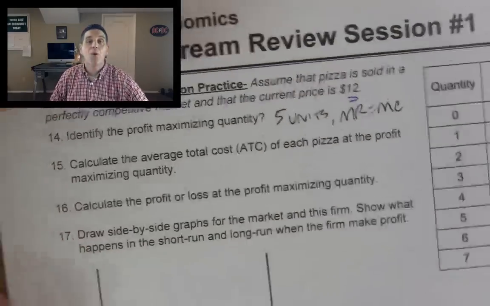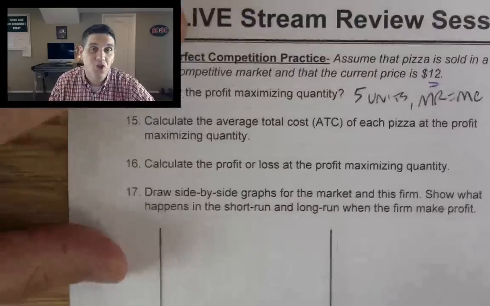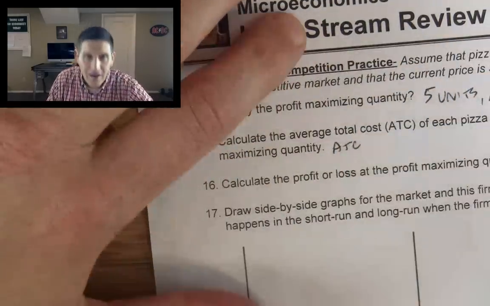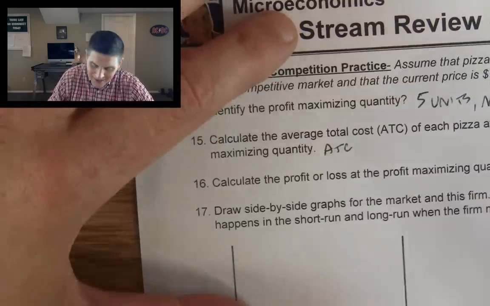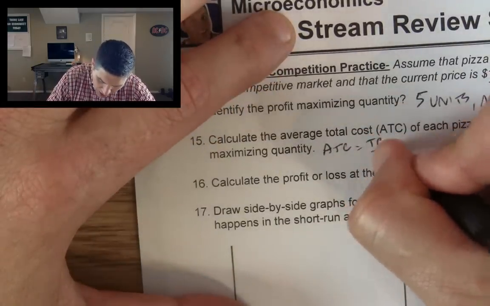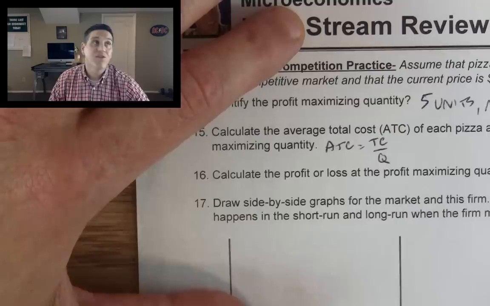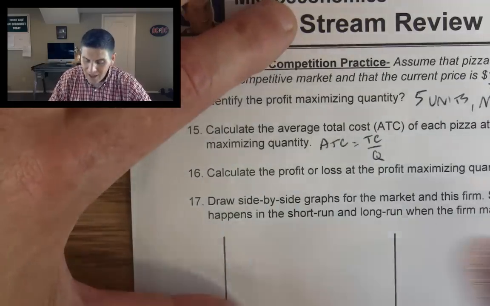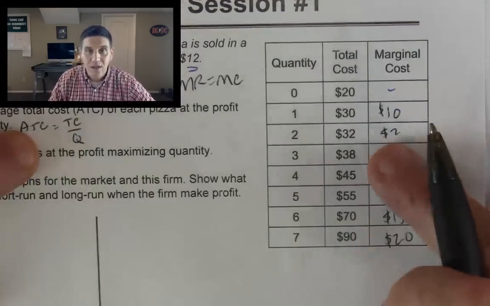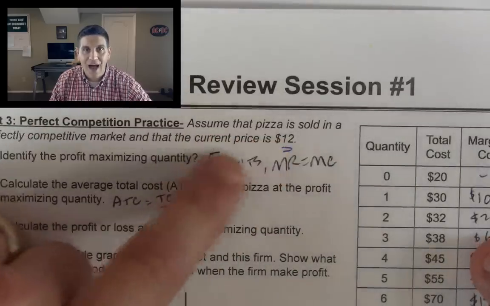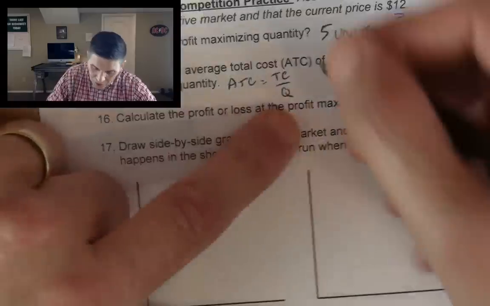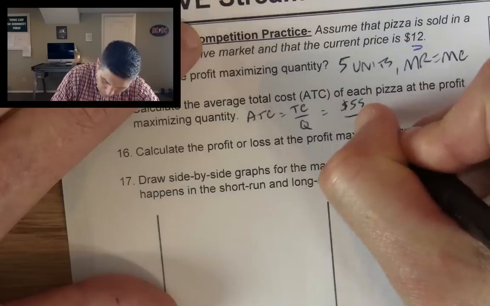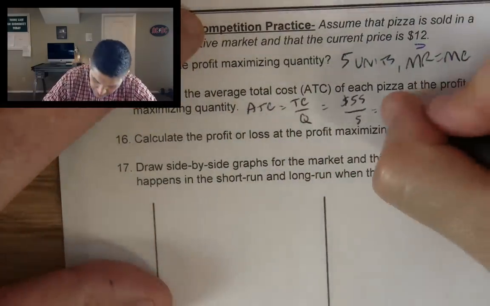All right, so it seems like alphabet soup when you're looking at all these different things. The average total cost, the average variable cost, the average fixed cost. These seem like, oh geez, how am I going to keep it all straight? It's all the same equation. Average total cost is the total cost divided by quantity. Average variable cost is the variable cost divided by quantity. Average fixed cost is the fixed cost divided by quantity. In this case, you have the total cost. It was given. Total cost, we know the quantity, you just got it. So if the total cost is 55, and the quantity is 5, then the average total cost must be 11.